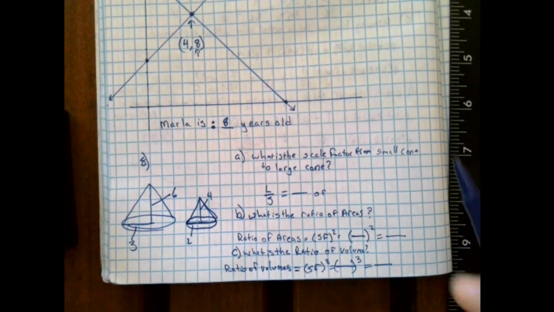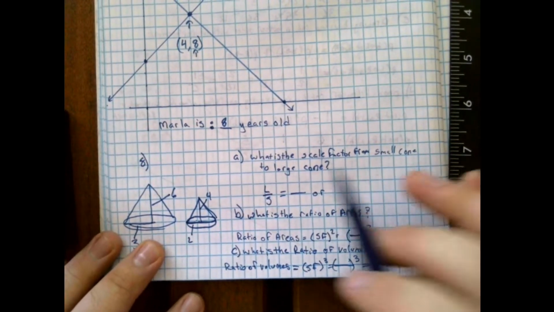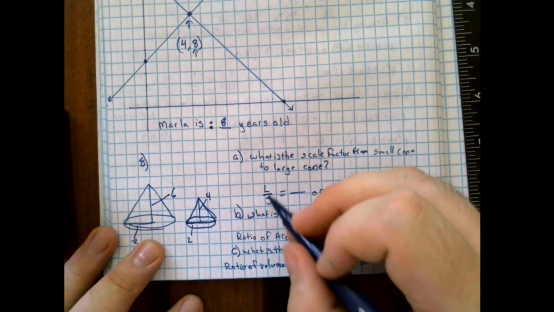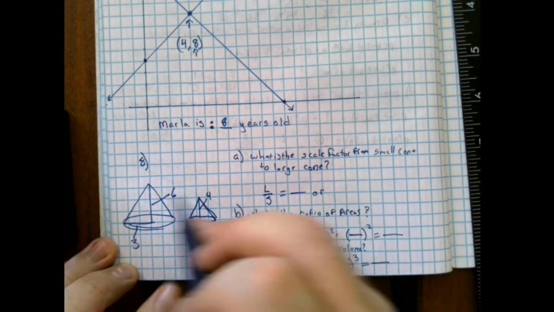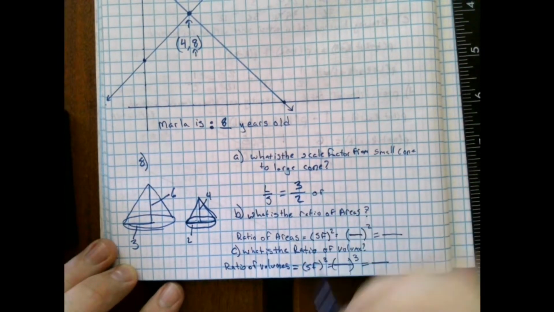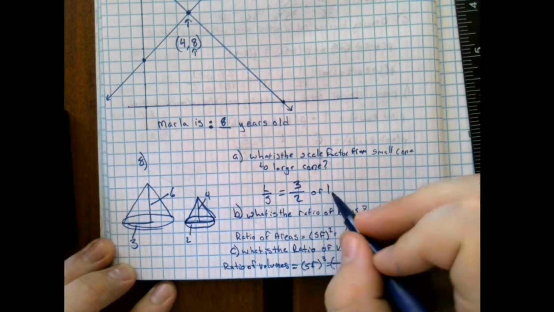Now, we're asked to find what is the scale factor from the small cone to the large cone. If we're going from the small cone to the large cone, we put the large over the small. So let's take the radius, for example. We can say 3 over 2. Now that's reduced, but we could also write it as 1.5.